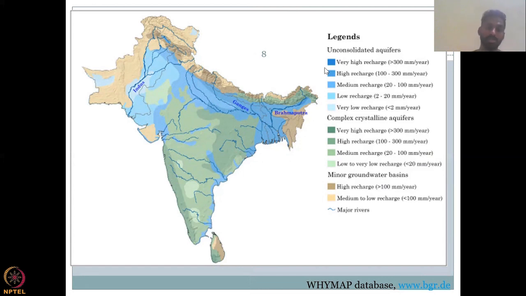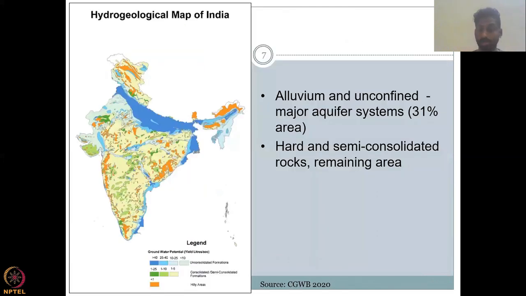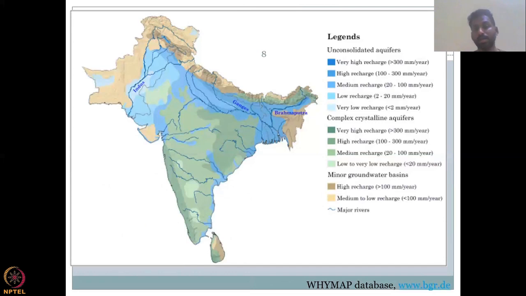In the previous image, we saw the yield potential as liters per second. Here it is millimeters per year, which means a thickness of water per year, and here we're going to look at the recharge potential. If the recharge is high, the yield is also high, because if you can get water into the system, you can also get water out of the system easily. That is why you see the same aquifers mapped where the yield was high, the recharge rate is also high.